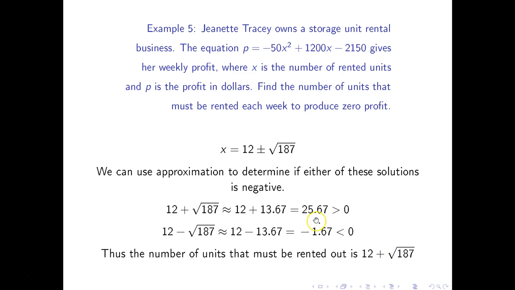So that means my answer is the number of units to be rented is 12 plus the square root of 187. I have to be exact, because this is a math class, we are being exact. But we're using the approximation to really get an idea about how much it is. It's about 25. And this is going to be useful later on. We're actually going to graph in one of our later sections.